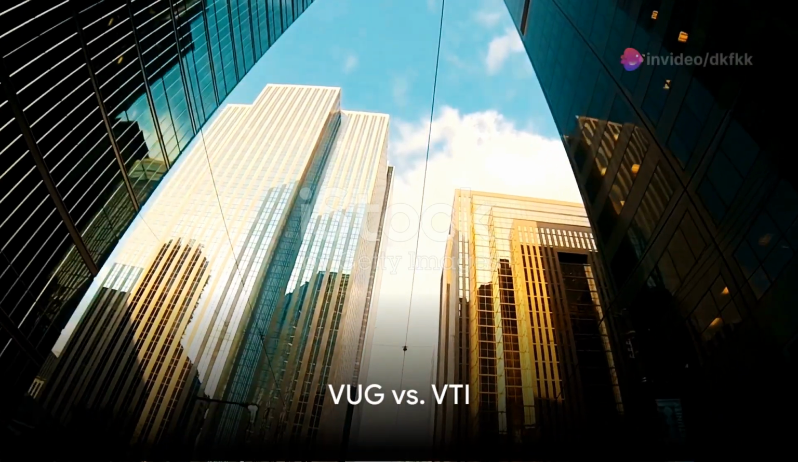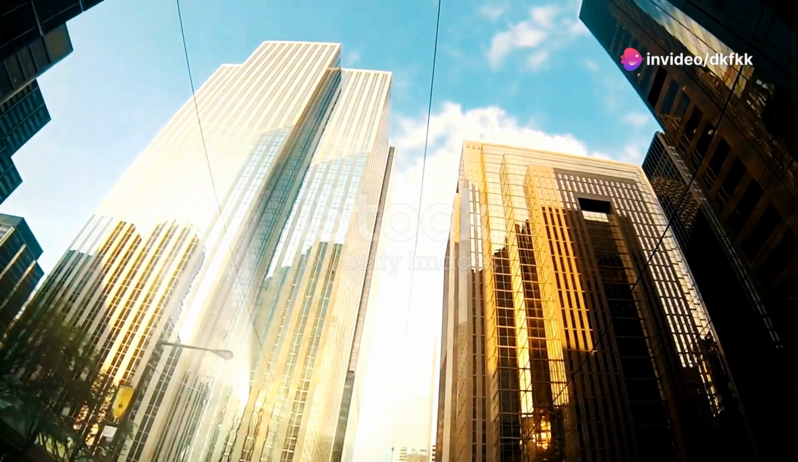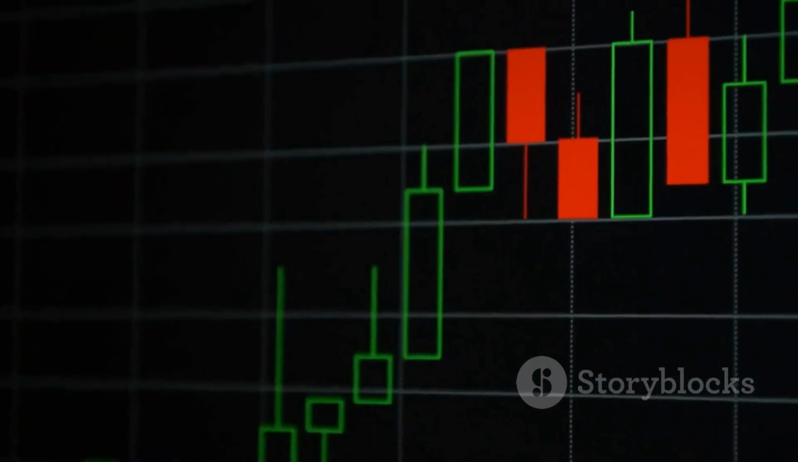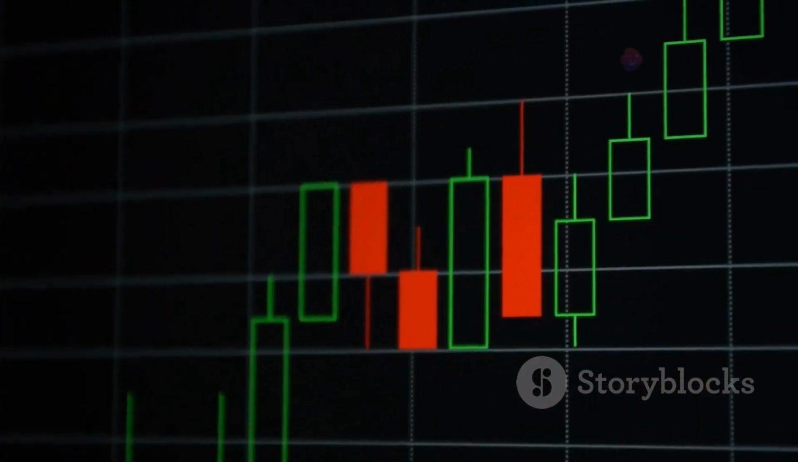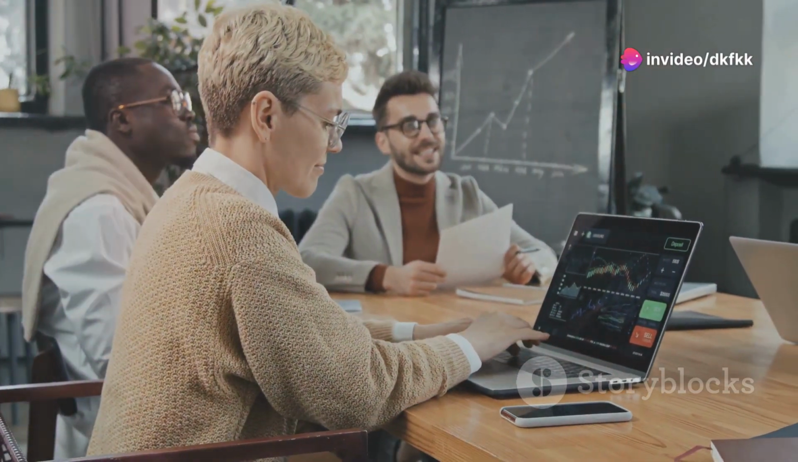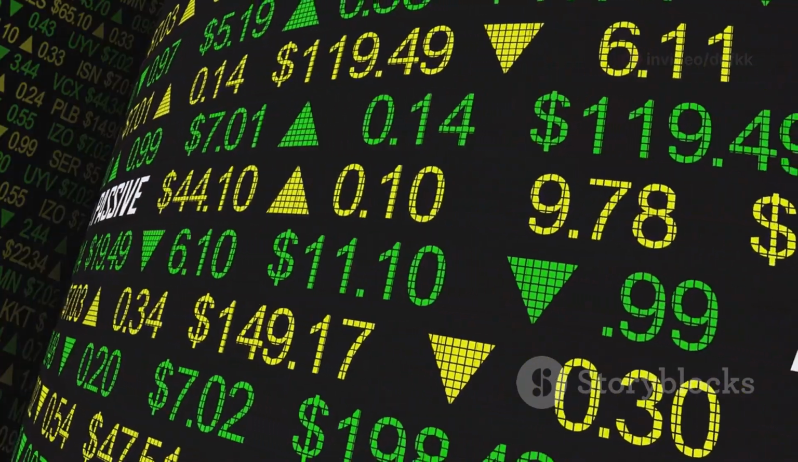Ever wondered what are the key differences between VUG versus VTI? Today, we dive into two popular options: VUG vs VTI. Let's set the scene with the Vanguard Growth ETF or VUG and the Vanguard Total Stock Market ETF known as VTI. At the end, we'll also talk about a zero expense ratio alternative for VTI and an alternative to VUG that returns higher returns for the same expense ratio.